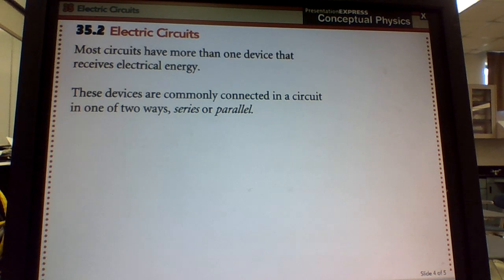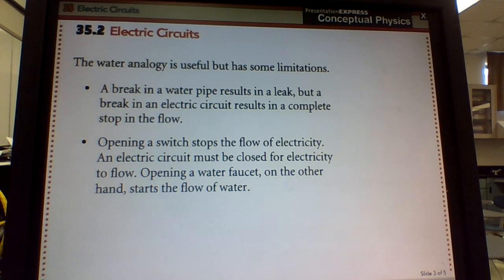Now, the water analogy is good, again, up to a certain point. A break in a water pipe usually results in a leak. But if we have a break in an electric circuit, it completely doesn't work. It just stops. Opening a switch stops the flow of electricity. If we open a water faucet, the water flows. So that's backwards. If we close an electric circuit switch, then the electricity does flow. If we close a water faucet, it stops the water flowing. So little minor differences there, but nothing too major to worry about.